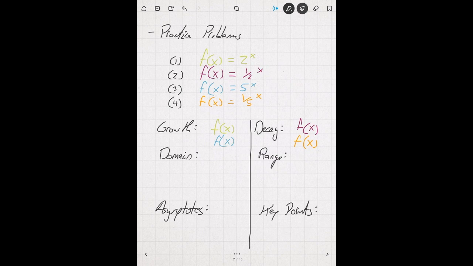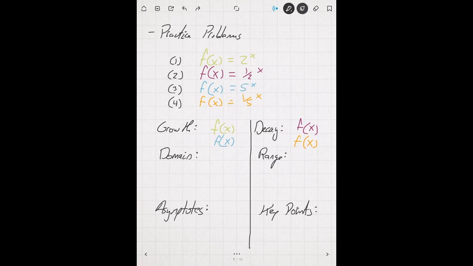Okay, first up, we should notice the difference between growth and decay. If I have an exponential growth, that means the b value, the number I'm taking the exponents of, is greater than 1. So the green function here, because it's a 2, and the blue function here, which is a 5, those are both exponential growth. They're going to be increasing as x increases.